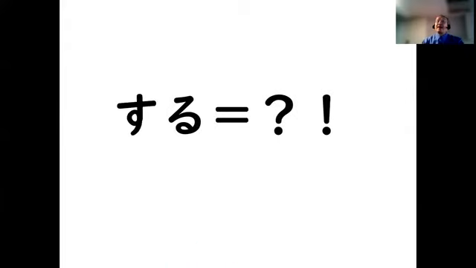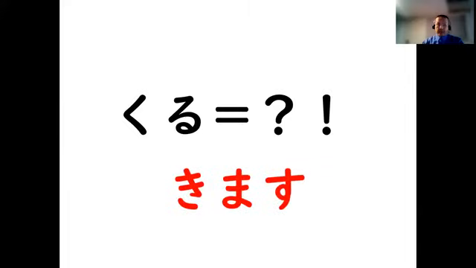So be careful. Why? Because it is irregular and you conjugate into shimasu. Right? Suru, shimasu. And kuru is another irregular, only two of them right now. Kimasu. Kuru becomes kimasu. So that is the rule.